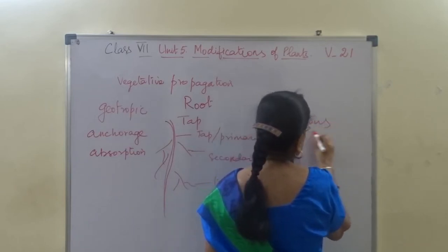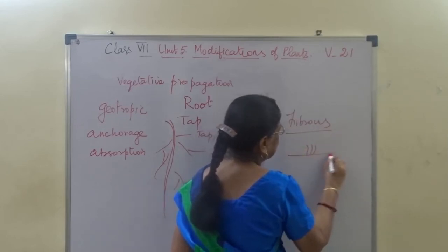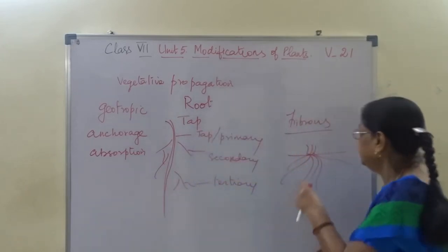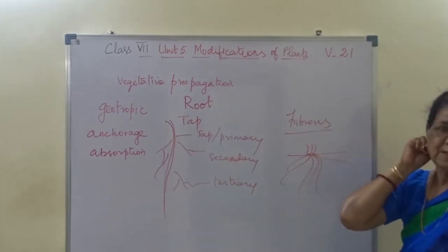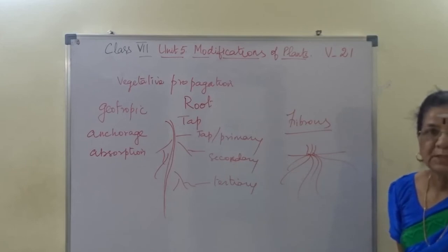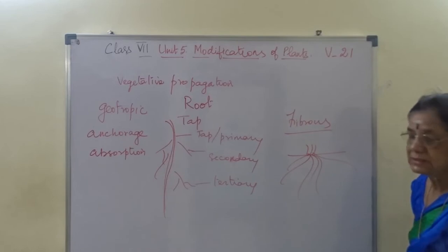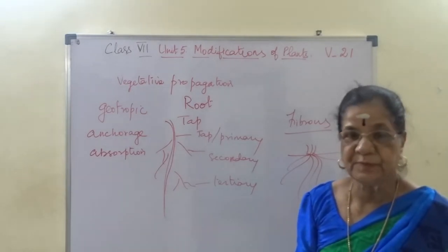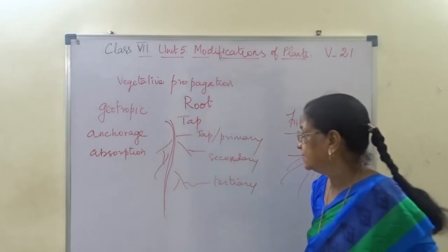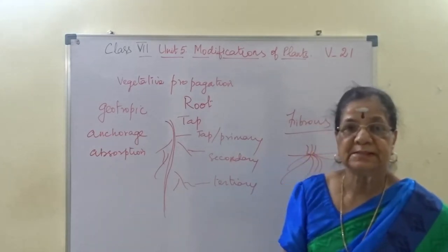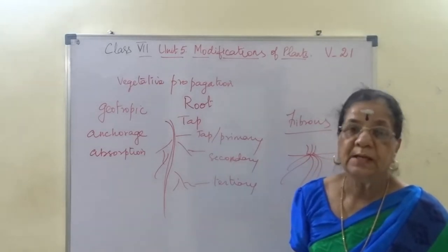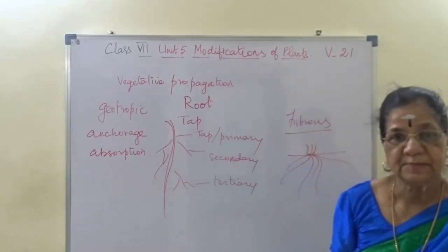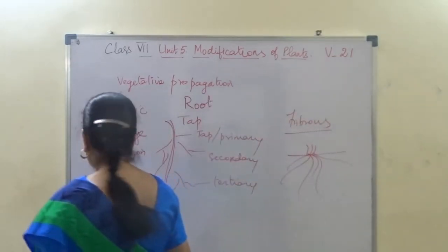Whereas in the fibrous root system, a cluster of roots arises from the base of the stem. I hope you understand. This fibrous root system is characteristic of monocot plants. Example, maize grain. Whereas the taproot system is characteristic of dicot plants. Example, bean seed, bean plant. So that was the taproot system.